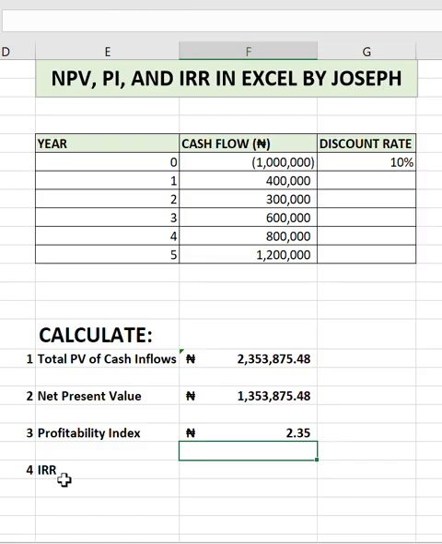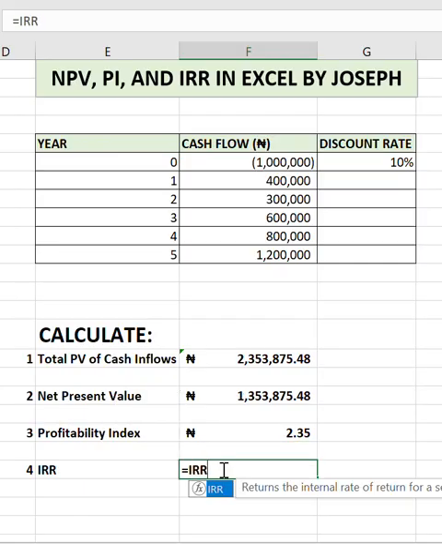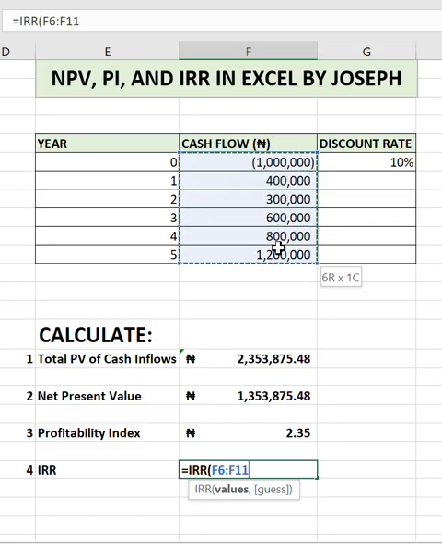Then for IRR, which is the internal rate of return, this measures the percentage return. Instead of asking how much will you make, IRR asks what percentage return this 1 million naira project is generating. You want to know the percentage return that this 1 million naira is generating. And we are going to do that using this formula: equals IRR, then F6 to F11. So from your initial investment to the last cash inflow for year 5. You close your bracket and press enter.